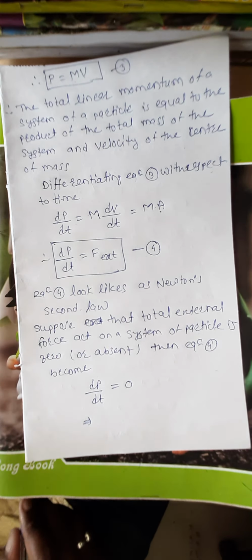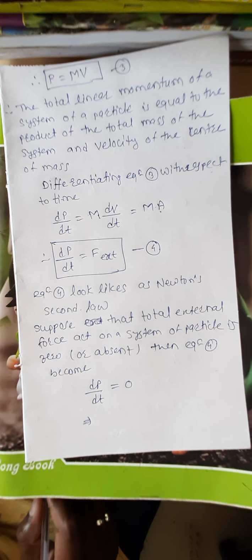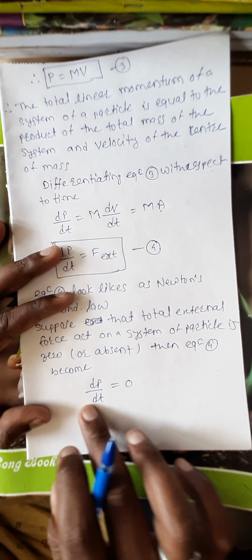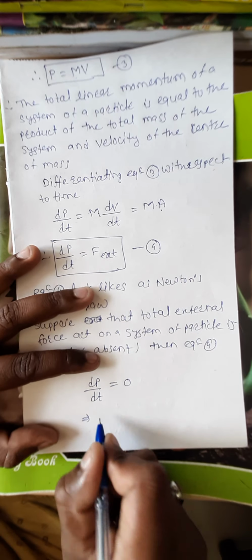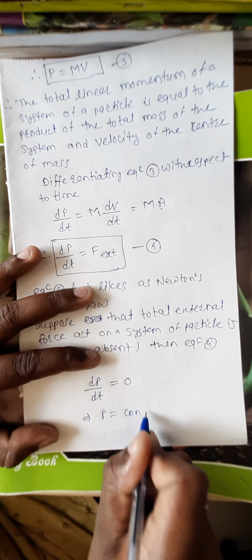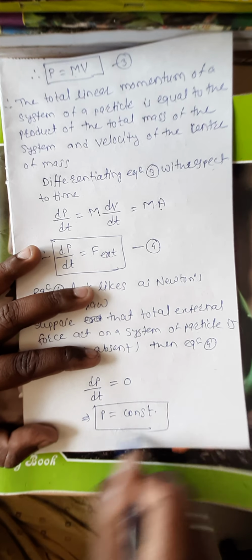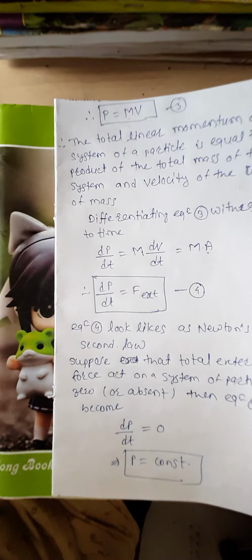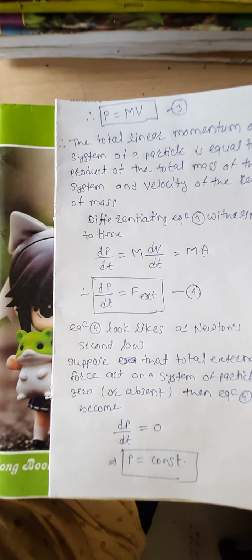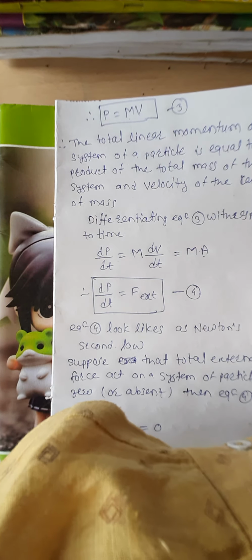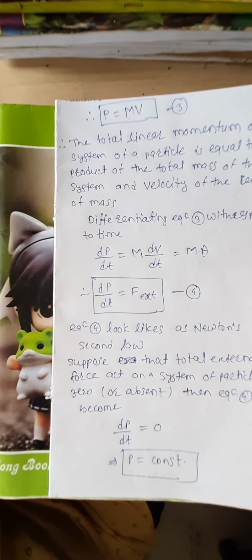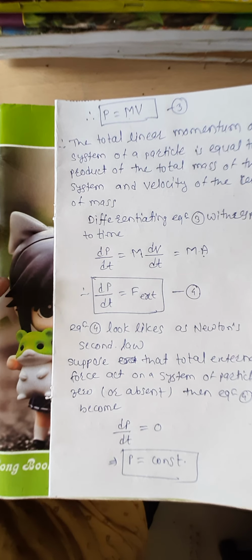This implies that when the differentiation dp by dt is 0, p is a constant. When the differentiation of some quantity is 0, then that quantity is constant. Therefore the linear momentum of a system of particles is constant. In the absence of an external force, the total linear momentum of a system is constant. This is the law of conservation of total linear momentum.